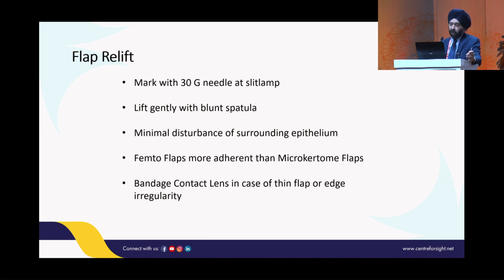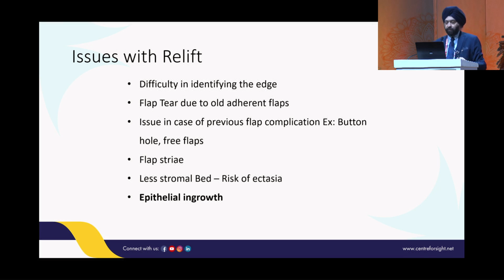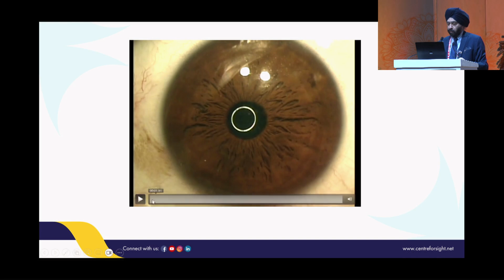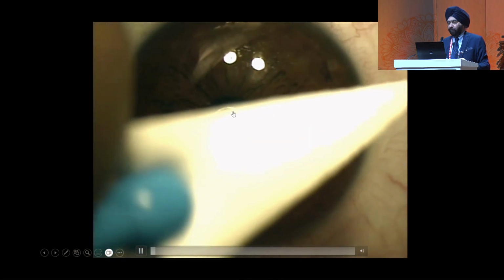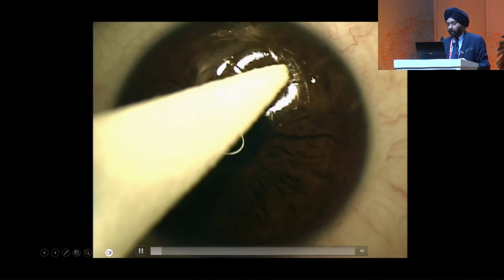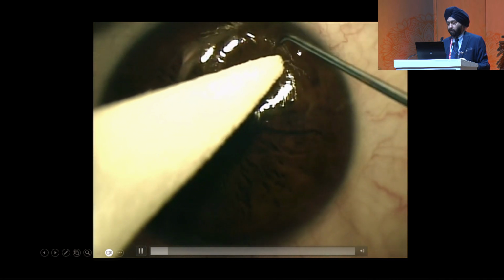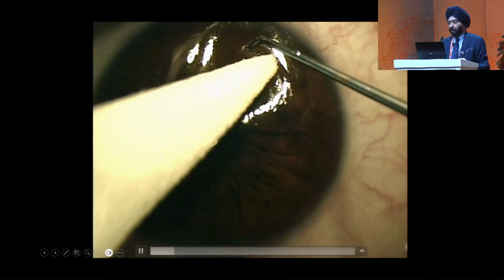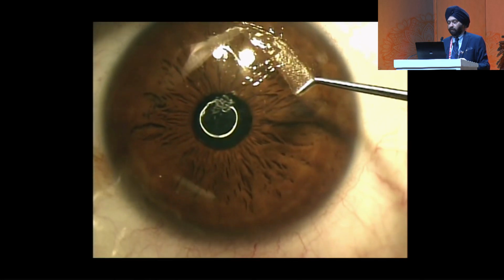People say you can mark with a 30 gauge needle on a slit lamp and then take a blunt spatula and identify where you need to go. But I have never used a needle. All that you need to do for a flap lift is just use a sponge, dry it up, and press this. Can you see this? When you press this, it will enter the plane which is there.